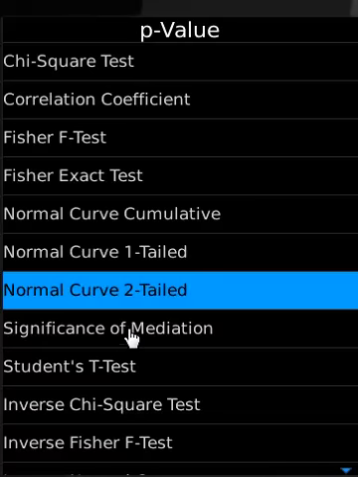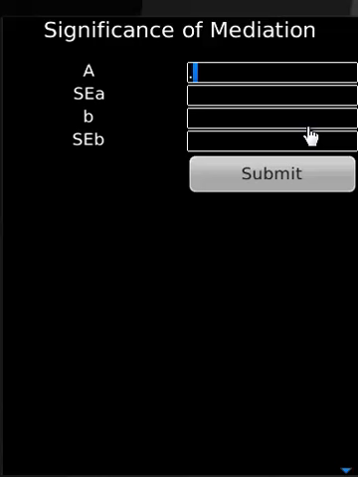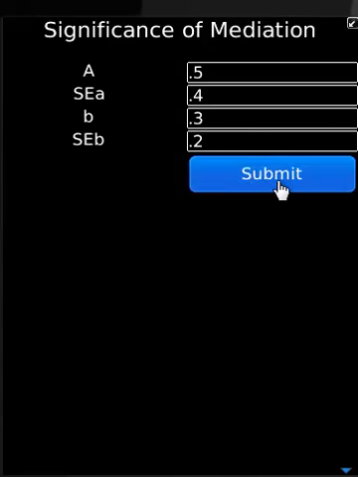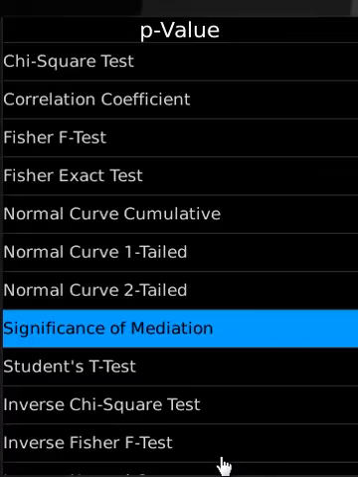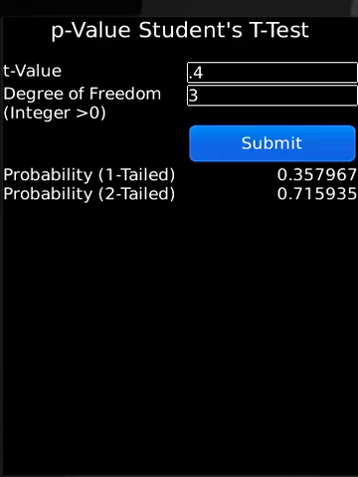Okay, significance of mediation 0.5, 0.4, 0.3, 0.2. And this is what we receive. Sobel's test, Arrow test, and Goodman's test. So probability 1-tail and 2-tail. Okay. Students t test 0.4, so degree of freedom is 3, and this is what we get.